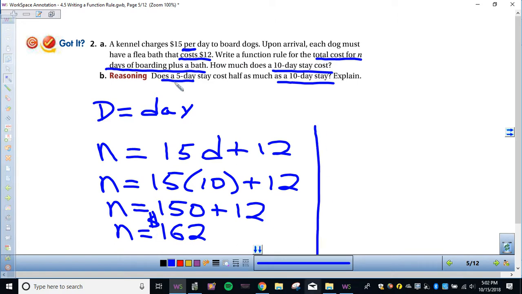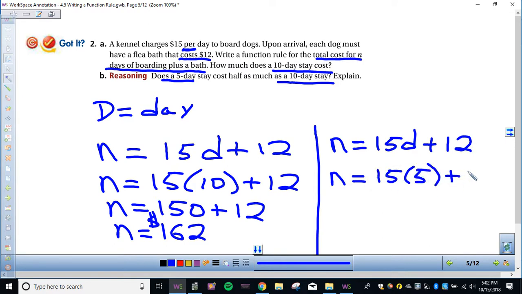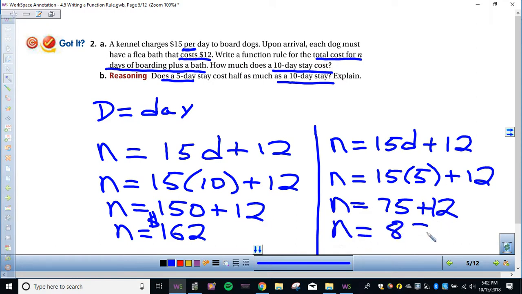They also asked us here to compare the cost of a 5-day and a 10-day stay, and they want to know if it costs half as much. So let's check that out. We have 15D plus 12, just rewriting the equation. So we have N equals 15 times 5 plus 12. Then you just multiply the 15 and 5. 15 times 5 is 75 plus 12, which is going to equal $87.